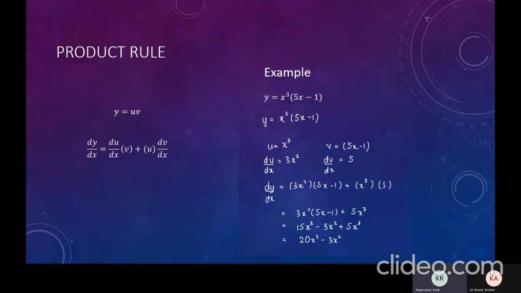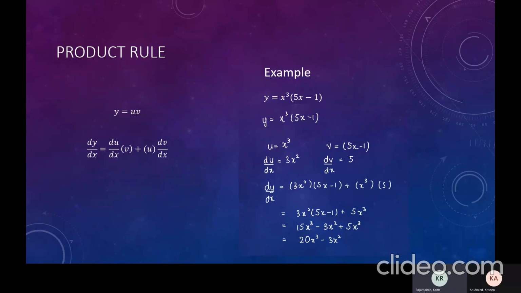So now we have the product rule. The product rule is basically when there's two functions multiplied together. So in this case, we know that there's two functions of x multiplied together. So dy/dx is basically du/dx times v plus u times dv/dx. So we have an example here. y equals x cubed times (5x minus 1).